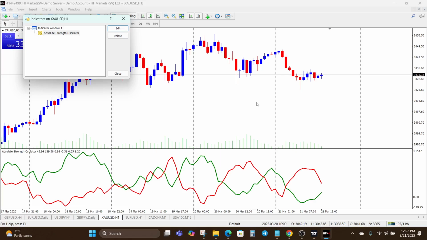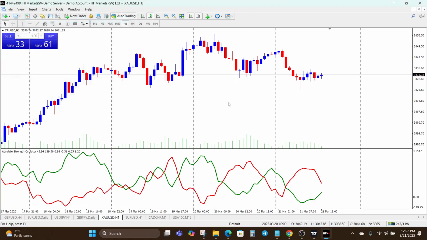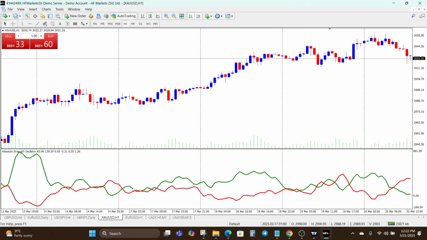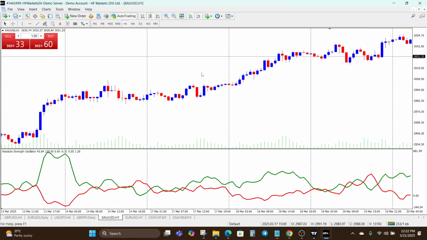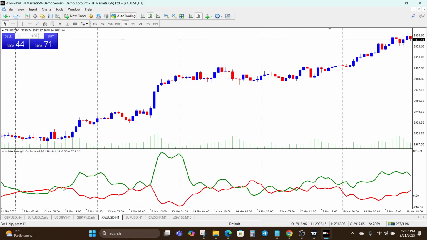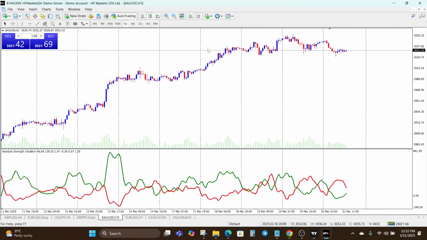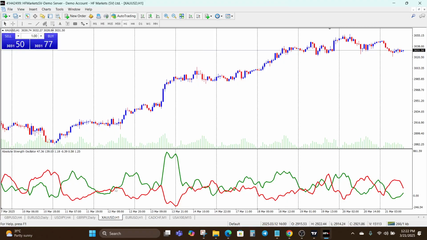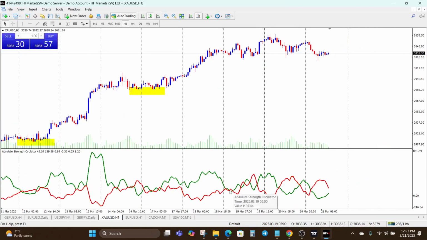Now, as you can see on the chart, there are two lines. When the green line crosses above the red line, it signals bullish momentum. So when that bullish crossover happens, you can be looking for buying opportunities. In that case, you can see that we actually had a buying opportunity around here. We also had another buy opportunity around here when that bullish crossover happened, and another buy opportunity around here.